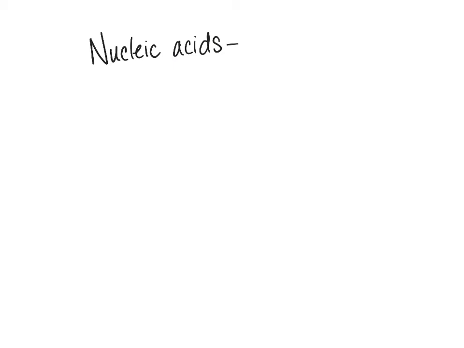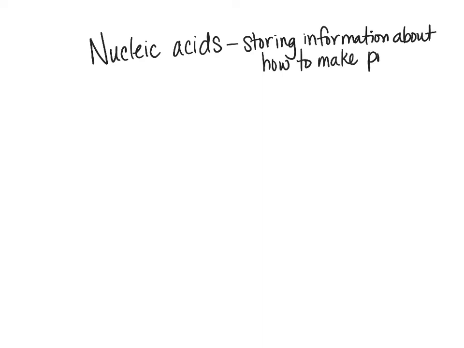So our major function of our nucleic acids is storing information, and specifically storing information about how to make proteins. The basic unit here, our monomer, is the nucleotide. Our nucleotides are going to be different depending on whether we're talking about DNA, which is one of the nucleic acids, or RNA, another nucleic acid. We're going to take a quick look at both of them.